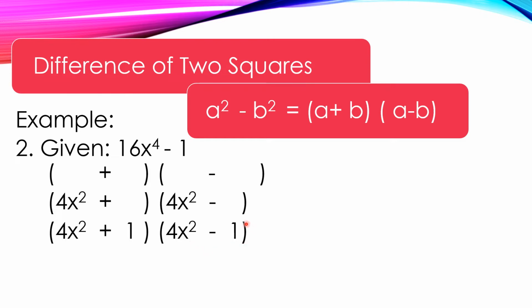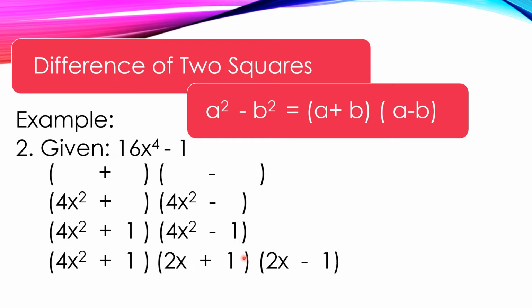But take note that this is still a difference of two squares, so it is reducible into the form a plus b times a minus b. Just bring down 4x squared plus 1. Then for 4x squared minus 1, the square root of 4x squared is 2x and the square root of 1 is 1. Hence, 4x squared minus 1 is 2x plus 1 times 2x minus 1. So this is the complete factors of 16x to the fourth minus 1.